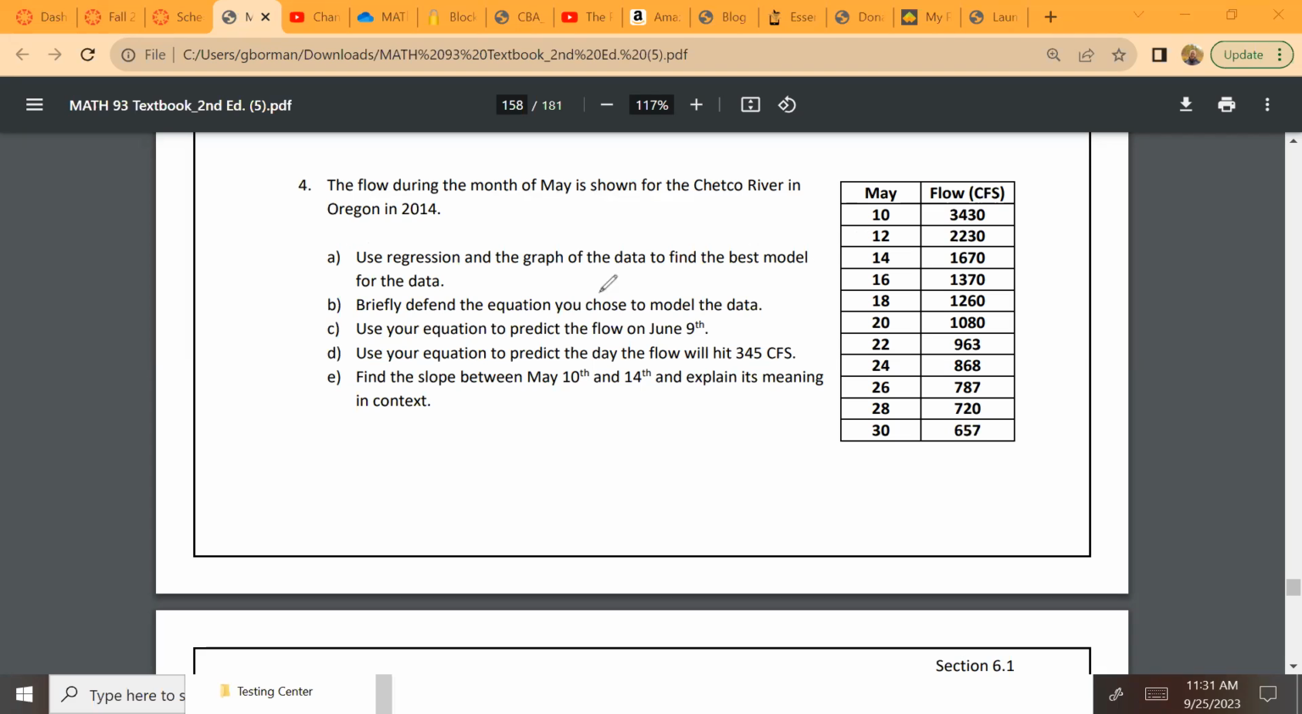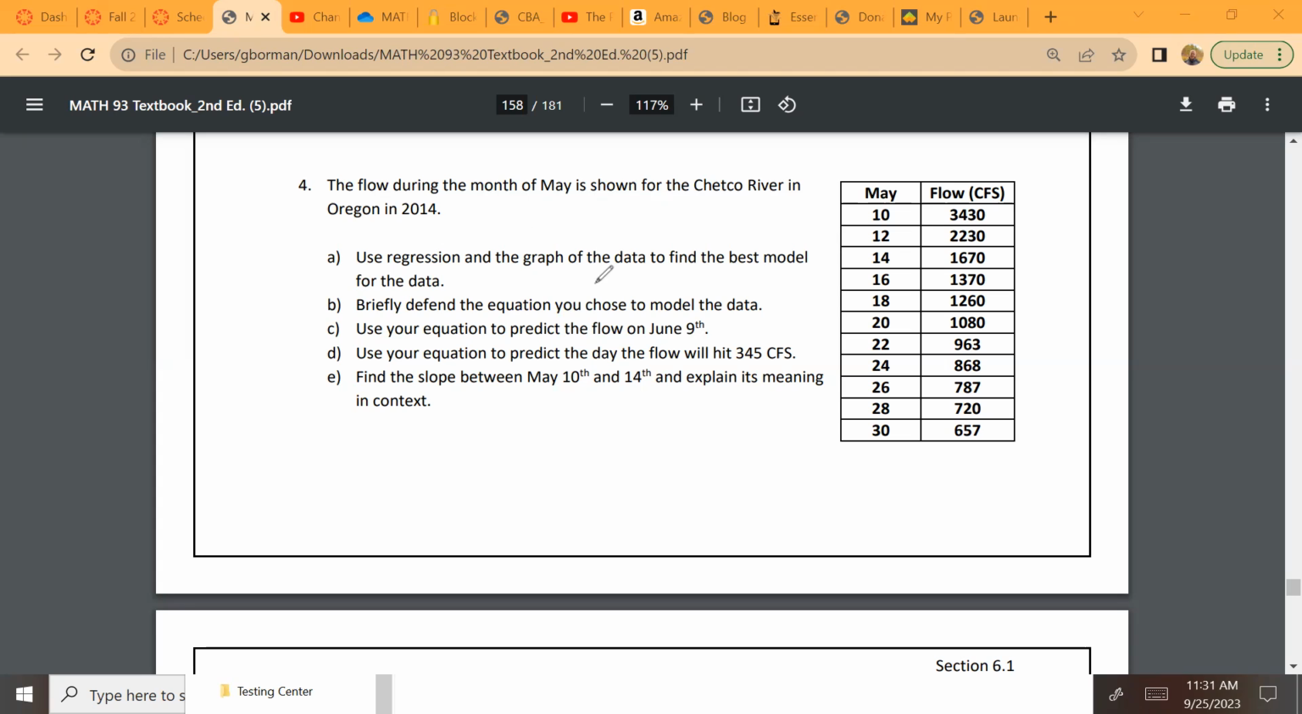Okay, so number four. The flow during the month of May is shown for the Chetco River in Oregon in 2014. I don't know where that is. You could look it up. You should. I'm not going to look it up right now. But yeah, just look it up real quick. I'm sure you can because you're watching this video on the interweb.